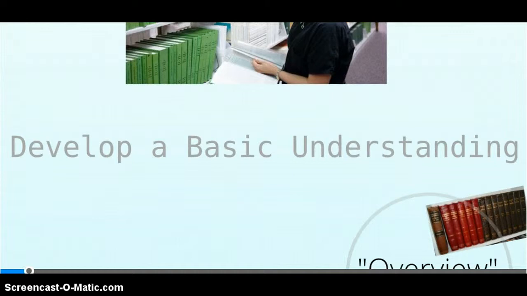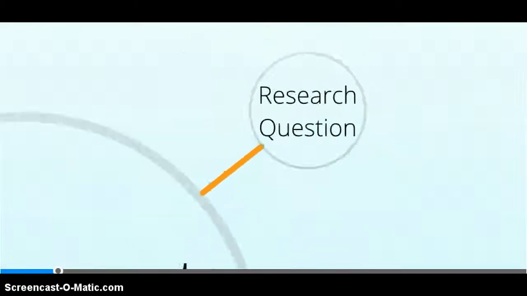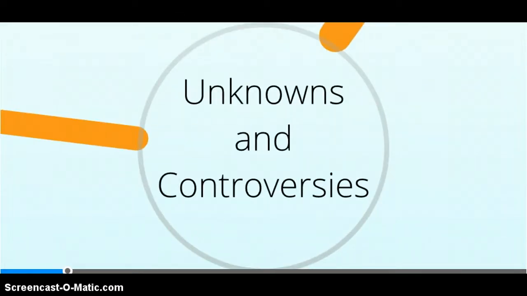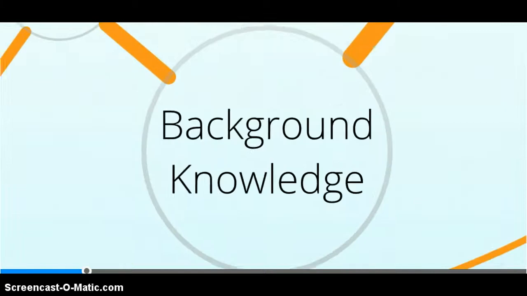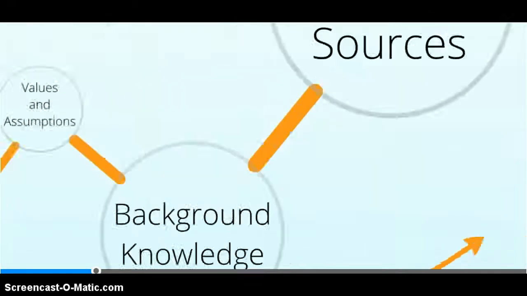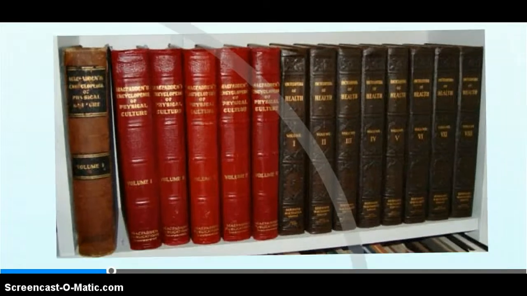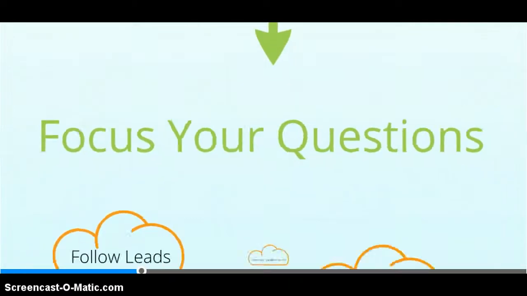The first step is to start by developing a basic understanding of the issue you are investigating. Start with your research question and try to do some background research to determine the different points of view surrounding the issue. Learn what is unknown or controversial about the research question. See what values and assumptions are in conflict with each other. Build up your store of background knowledge, and at this point select overview sources that will give you general information about your topic. From there, you can begin to focus your questions further.